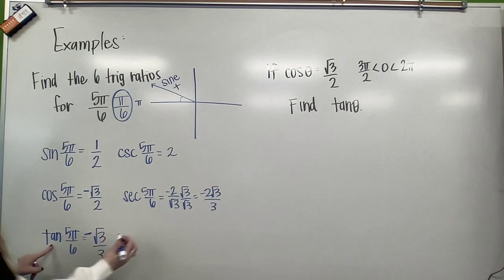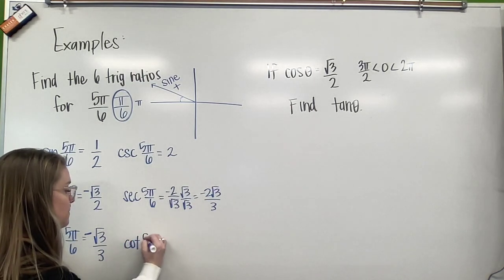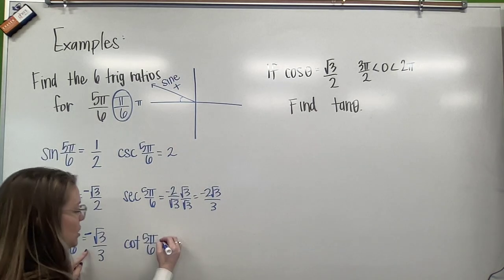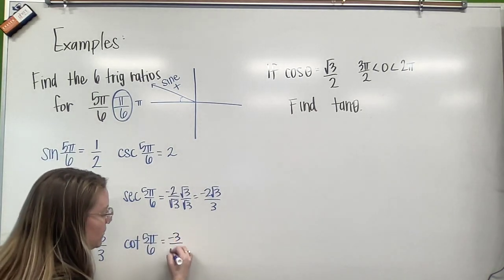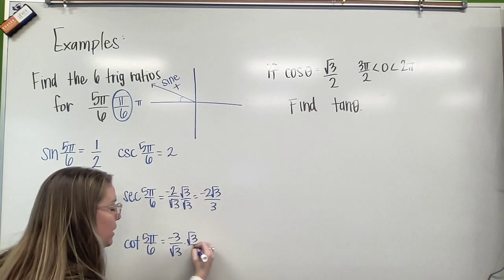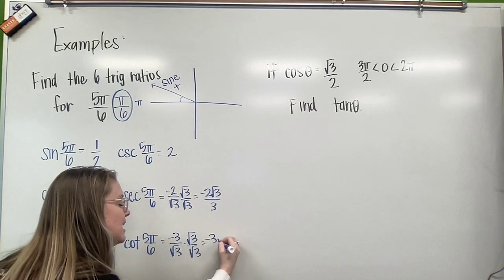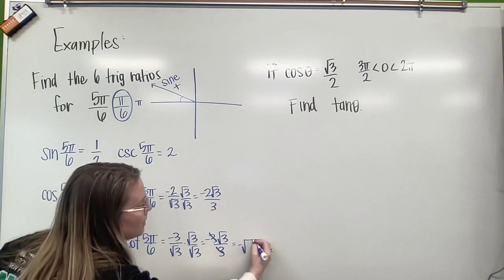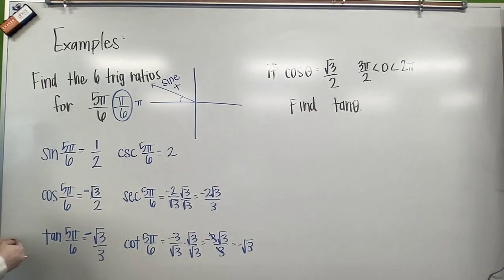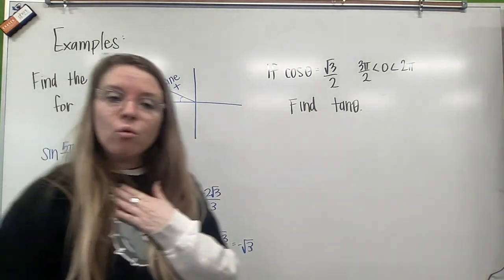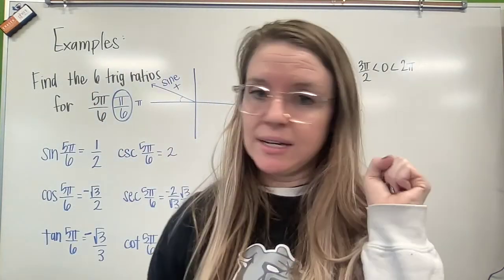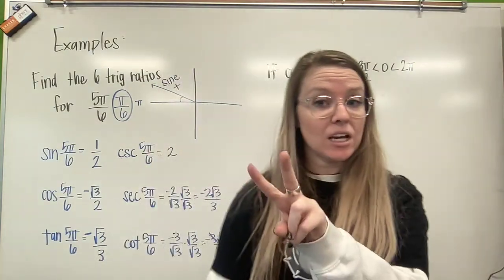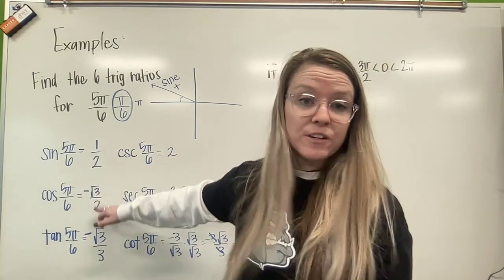And tangent, its reciprocal is cotangent. I'm going to flip this, which ends up giving me negative 3 over root 3. And when I rationalize, that's negative 3 root 3 over 3, which reduces to negative root 3. So the reference angle, we already know sine, cosine, tangent of pi over 6. But the 5 is putting me in the second quadrant, which changes if it's positive or negative.